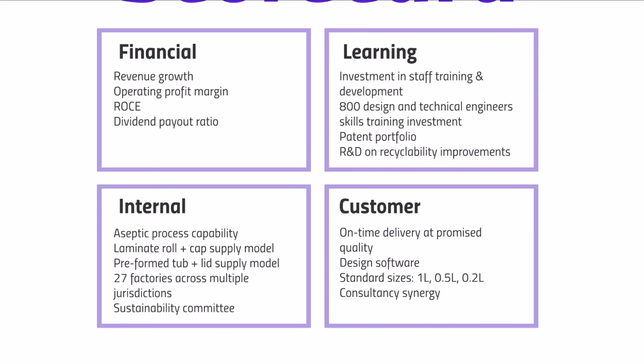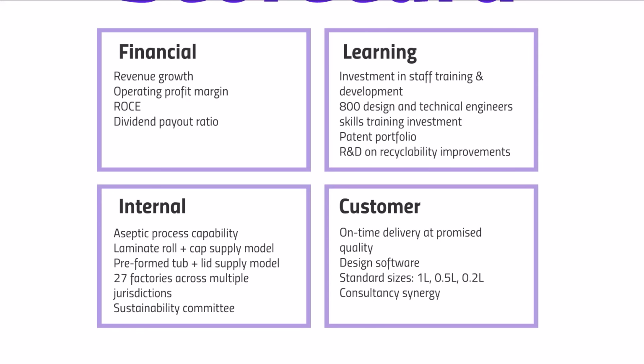The design software embeds Cartn systems into how clients manage their brand assets. Standard sizing simplifies client production line management, and the consultancy synergy, clients sometimes become manufacturing customers, is the commercial pipeline that justifies the dual model. Sometimes here is the honest qualifier though. It happens, but it's not guaranteed. Now, there we go. That's the balanced scorecard.